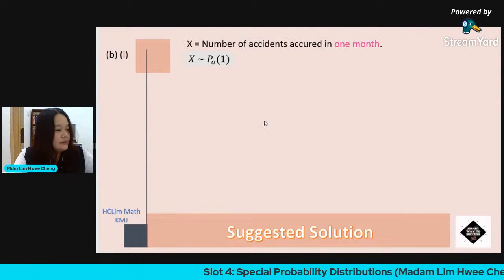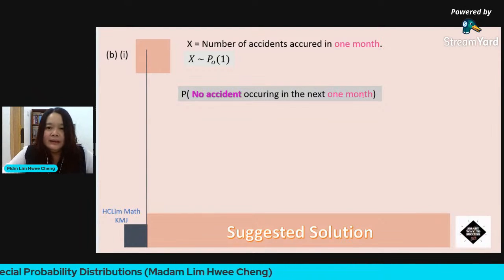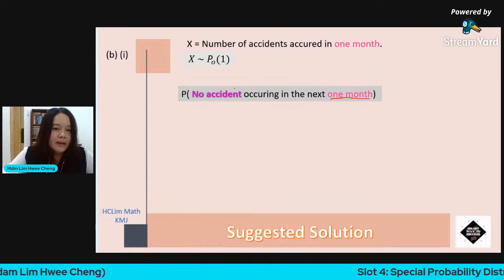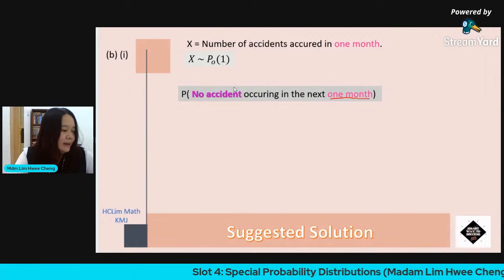Okay, so first thing it says that there is no accident. Tak ada accident in the next 1 month. Okay, period dia still sama. The time interval there is still 1 month and 1 month. There is no changing of lambda. So lambda is still 1.